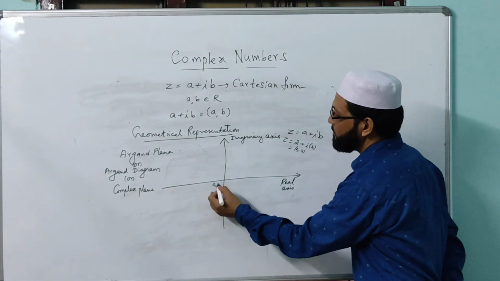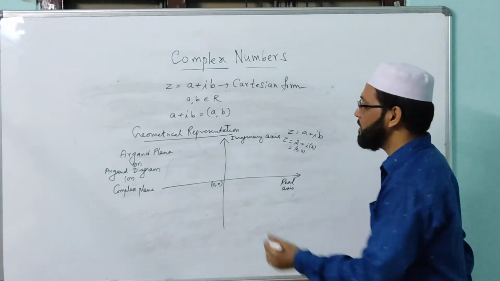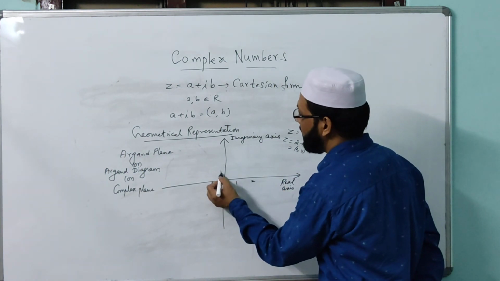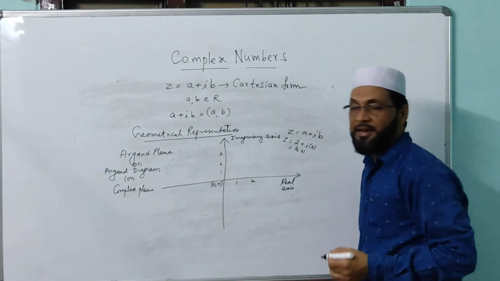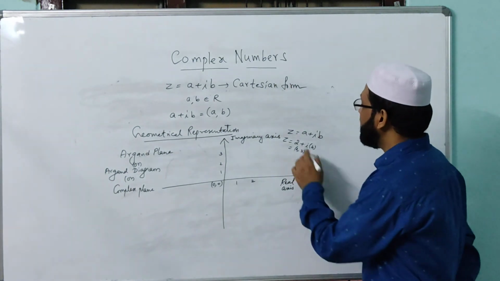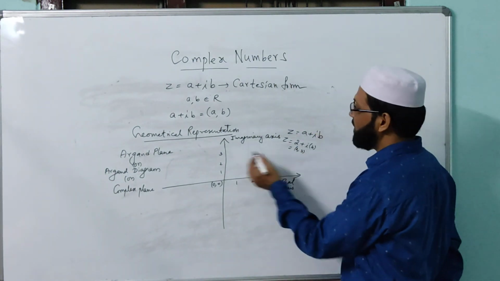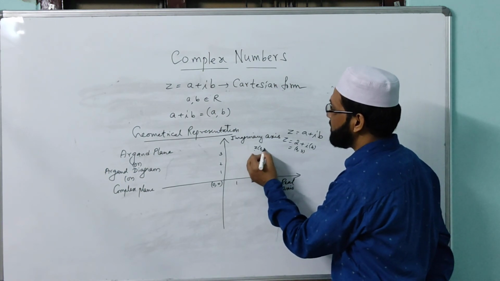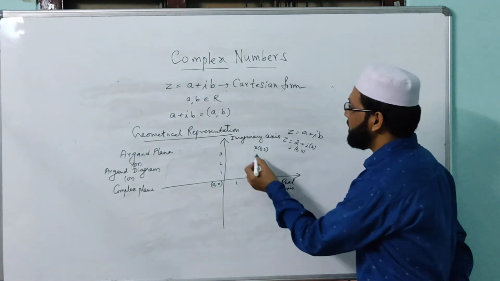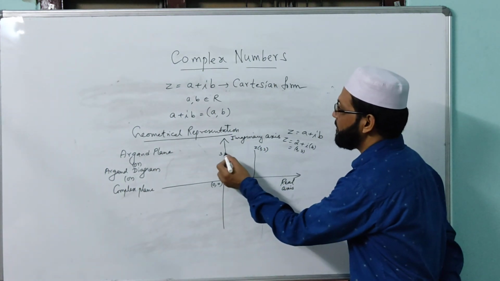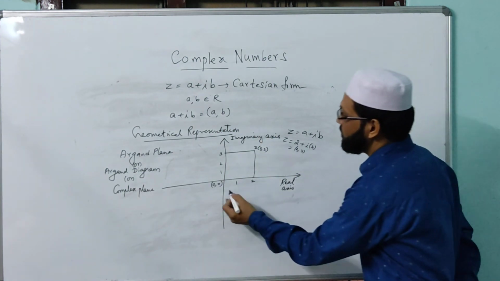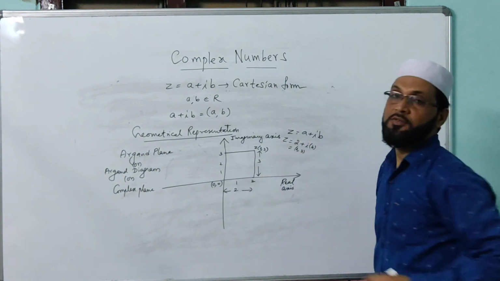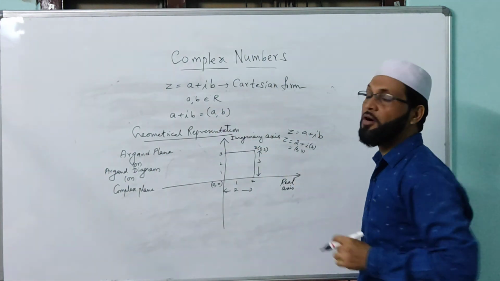So this is of course the origin. Then we can take the marks as 1 and 2 here, and 1, 2, 3 on the y-axis or imaginary axis. So x is equal to 2 and y is equal to 3. This is where we get the point z, 2 comma 3. We can mark it as 2, 3. So this distance is 2 and this is 3. So this is the geometrical representation of a complex number.